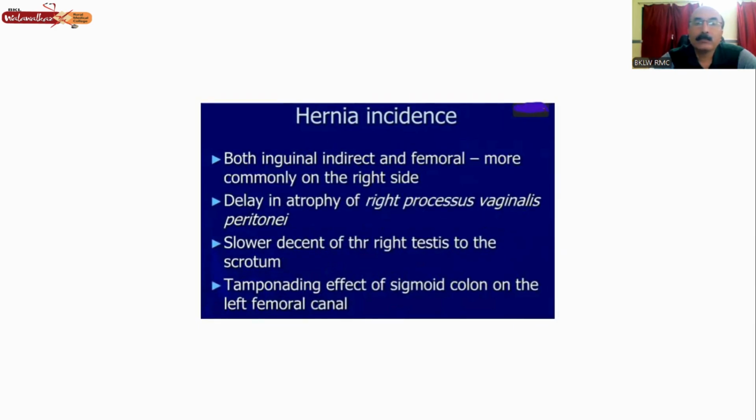Both indirect inguinal and femoral hernias are more common on the right side. A delay in atrophy of the right processus vaginalis may be a factor. Slower descent of the right testis into the scrotum may be another factor. And the temporary effect of the sigmoid colon on the left femoral canal may help its protection also.